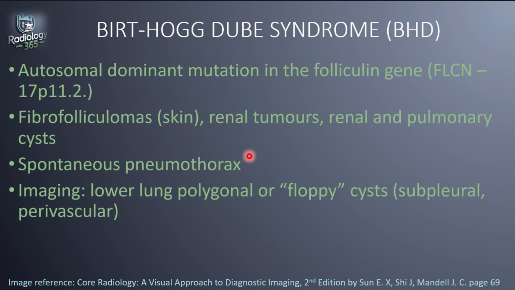The last one we'll talk about is Birt-Hogg-Dubé syndrome. It's an autosomal dominant mutation in the folliculin gene. It causes fibrofolliculomas, that's skin nodules, and some renal tumors, especially renal cell carcinoma and oncocytoma. We also have renal cysts and pulmonary cysts in Birt-Hogg-Dubé syndrome. Spontaneous pneumothorax is a common feature, and on imaging you would have lower lung predominant polygonal cysts that appear floppy in the subpleural or perivascular areas.